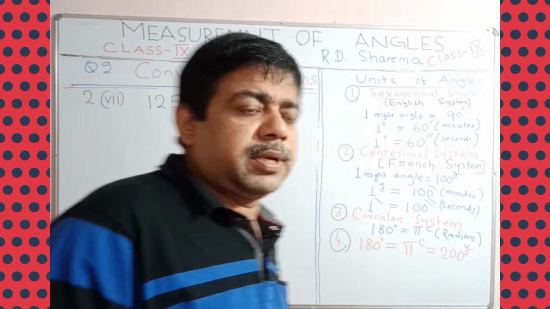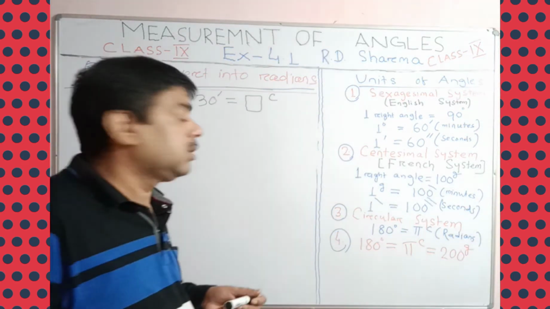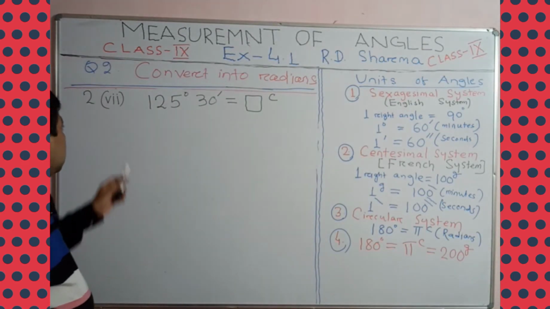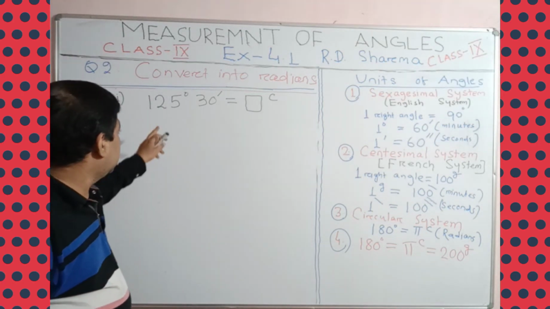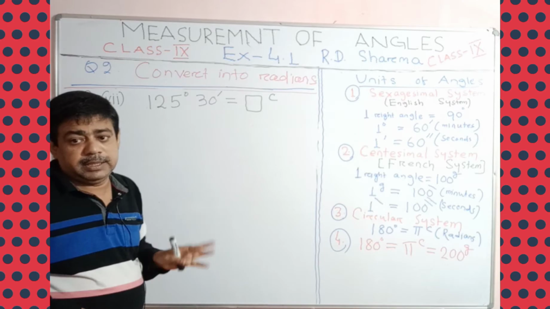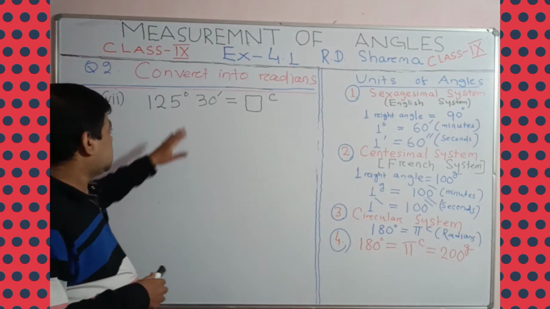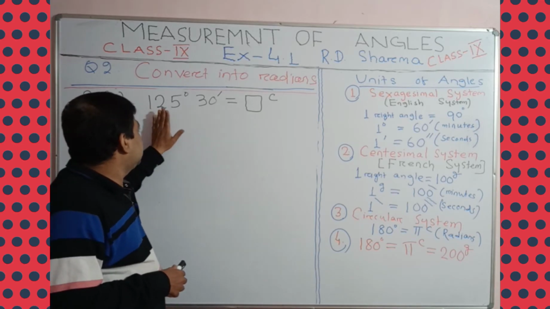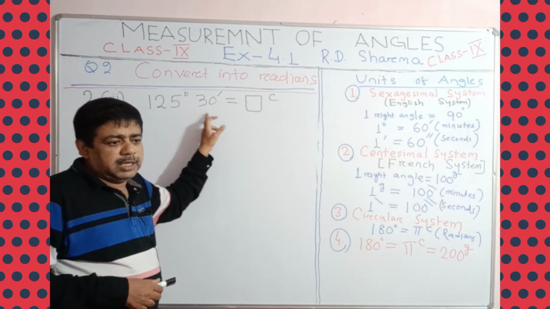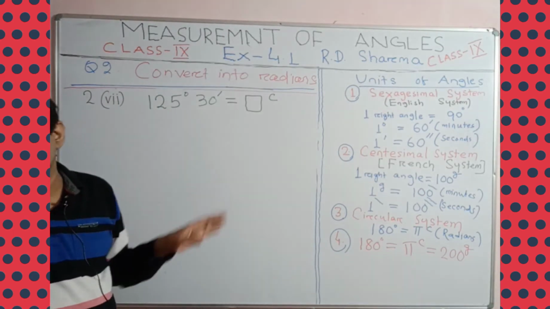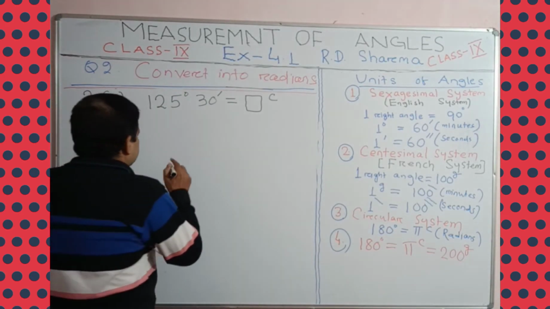Okay, question number 2, 7th bit of exercise 4.1, and the question is 125 degree 30 minute, and here you have to convert into radian. As per the question, the angle is given as 125 degree and here the angle is given in minute, 30 minute. First you have to convert 30 minute into degree. Okay, let's see.